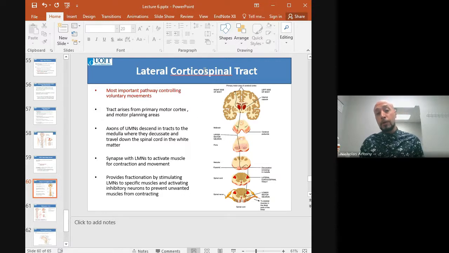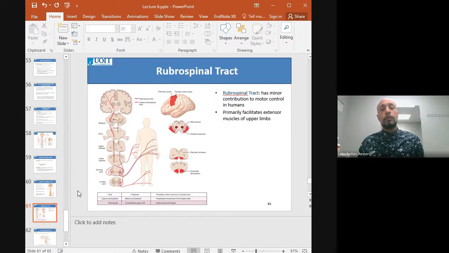So the lateral corticospinal tract, which is the largest, is for fine control. It's in the lateral part of the spinal cord. These are all originating from the primary motor cortex. The rubrospinal tract is more for 4-legged animals. This is involved in facilitating the extensor muscles of the upper limbs, but we're not 4-legged. So evolutionarily, this isn't really a factor for us.